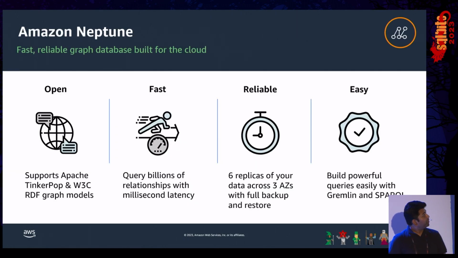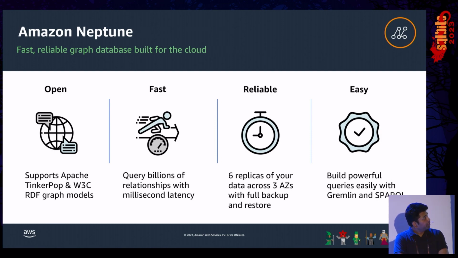So for that, we have got Neptune. Now, Neptune is, again, a managed service, a purpose-built Graph database for the cloud, and it supports Apache TinkerPop and W3C RDF graph models, and you can query pretty much billions of relationships in no time. So depending on the way you design your application, you can leverage this in the long run. You have got 6 replicas of your data. Like I said, it leverages a similar architecture, so you have got extremely high data availability. Okay, and if you are using Gremlin or SPARQL, it just works as is.